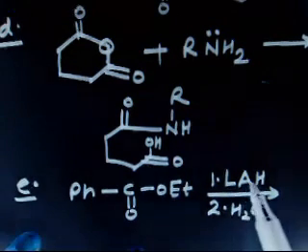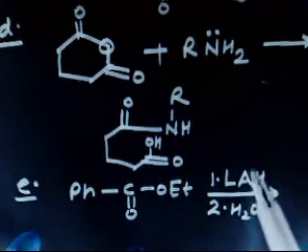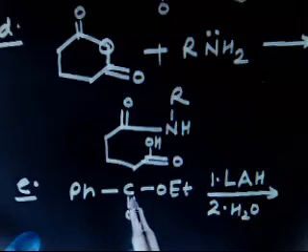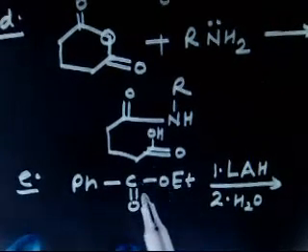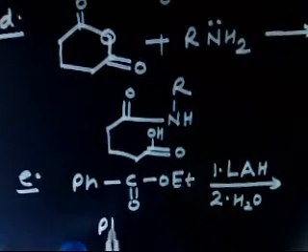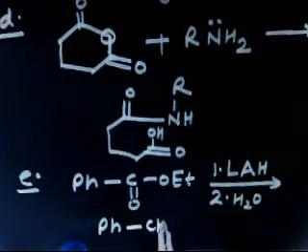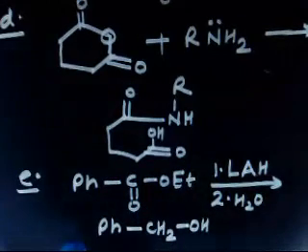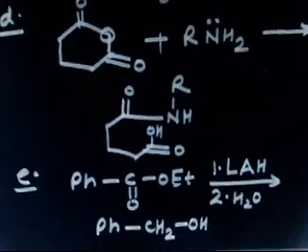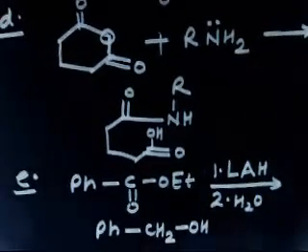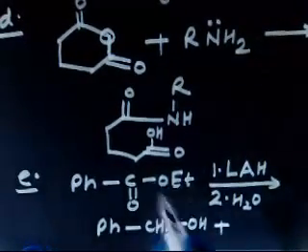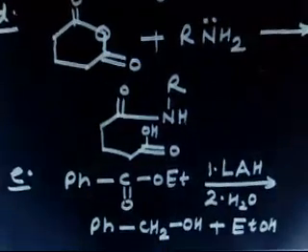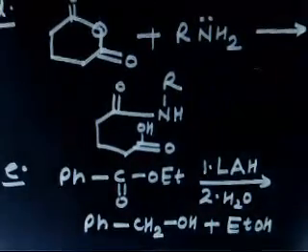So what will happen in this case? Lithium aluminum hydride will give H minus. H minus will attack here and this will go. So first you will get an aldehyde, and this aldehyde will be further reduced. So finally we will get an alcohol. Are you getting? So we will have Ph CH2OH, and on this side we will have EtOH. I think all of you have copied this one. Let us go for the next problem.